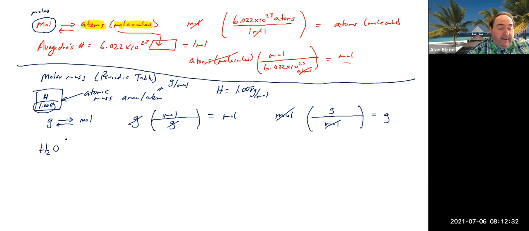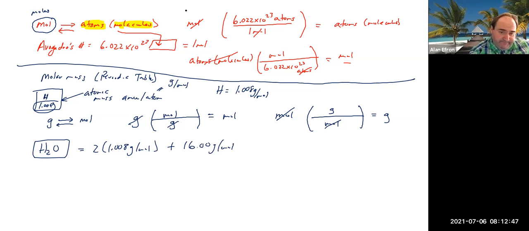If we have a molecule or something like that, we basically could add up all the parts of it, and that would be 2 times 1.008 grams per mole plus 16 grams per mole. Again, I'm getting these numbers from the periodic table there, and 18.02 or something like that, grams per mole would be the molar mass of water.